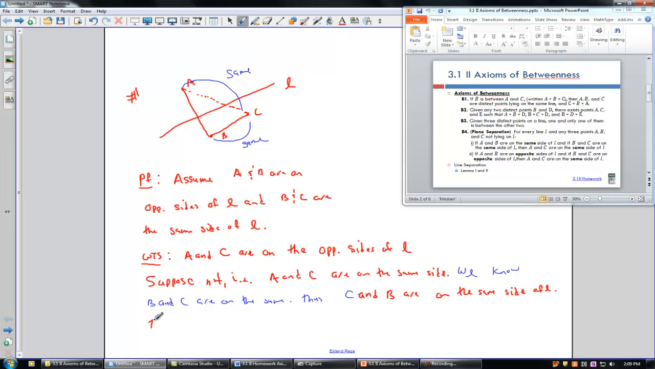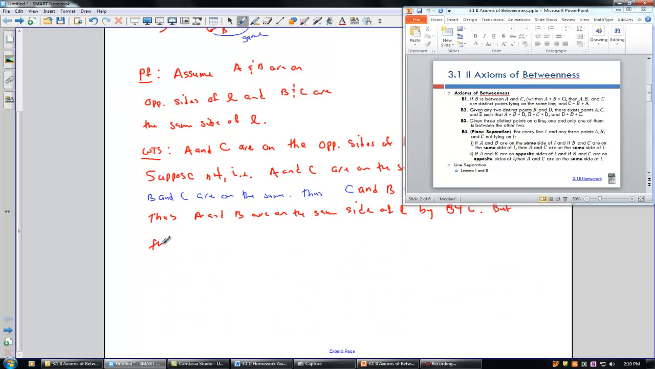Thus A and B are on the same side of L. Let's make that clear. And that's by B4, plane separation property, B4, 1. But this contradicts A and B on opposite sides.